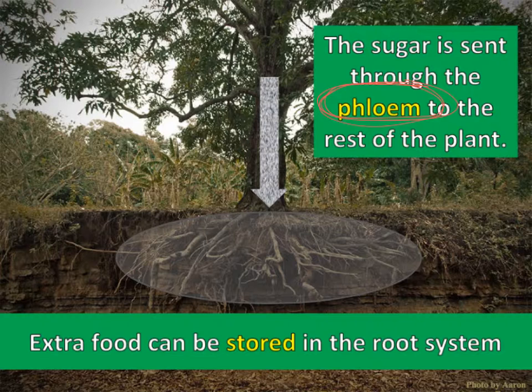On number 18, it says, where can extra energy be stored? The answer, root system. Number 18, root system.